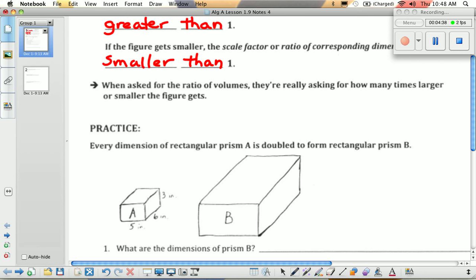Area is 2-dimensional. It's flat. You take the scale factor times itself. You only use it twice. Two-dimensional, you use the scale factor twice.